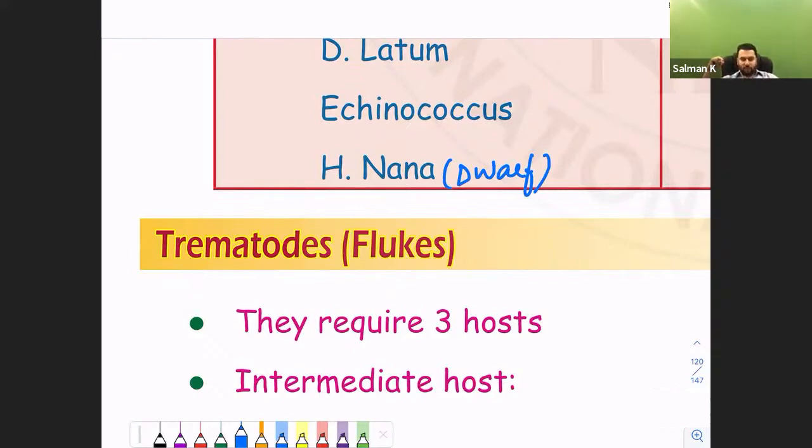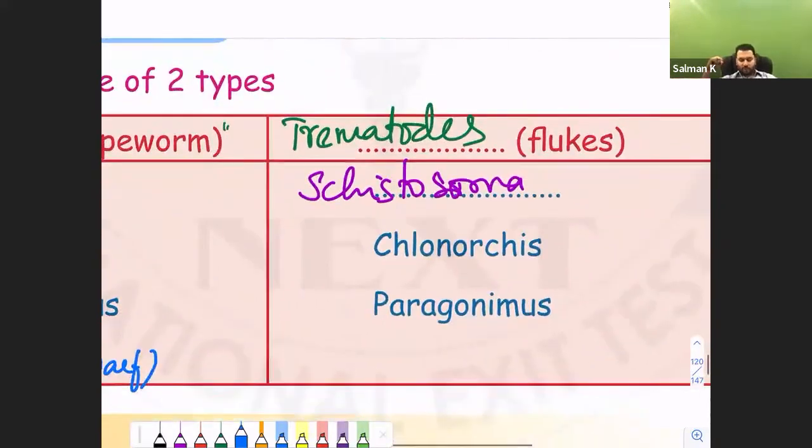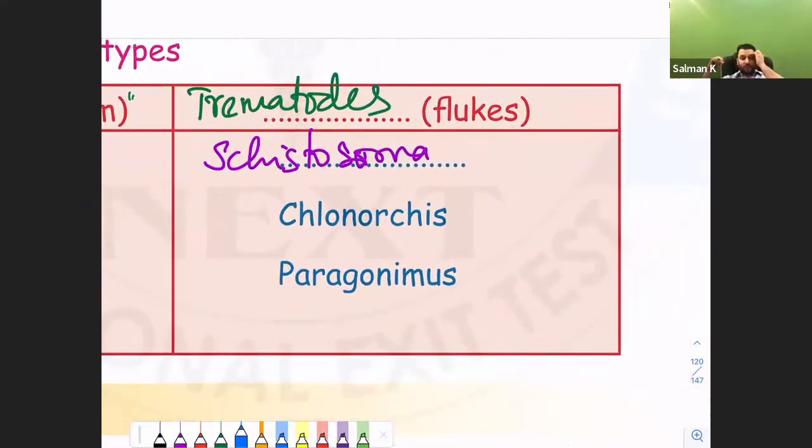Next you have trematodes. Trematodes are also called as flukes. So you have example schistosoma here, right? This is known as the blood fluke. The word here would be simply blood fluke. You must have already gotten this idea. Flukes are trematodes. Cestodes are the tapeworms.